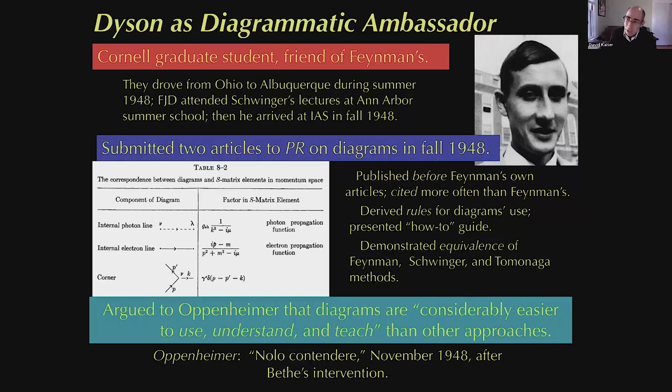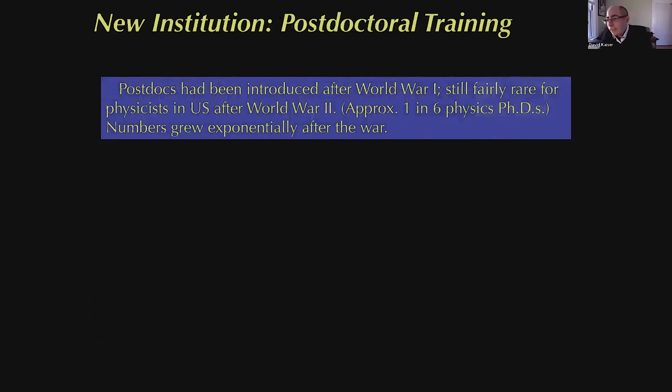And finally, after Hans Bethe intervened, Oppenheimer said, okay, I relent. In fact, he literally wrote, nolo contendere, like I don't contest the charge, I give up. And by a few weeks into Dyson's fellowship, and after that, the diagrams really began to take off at the Institute.